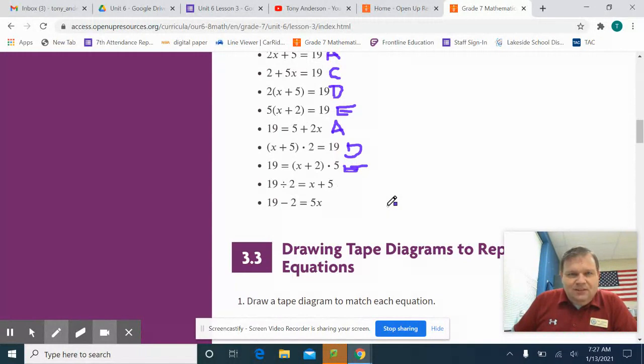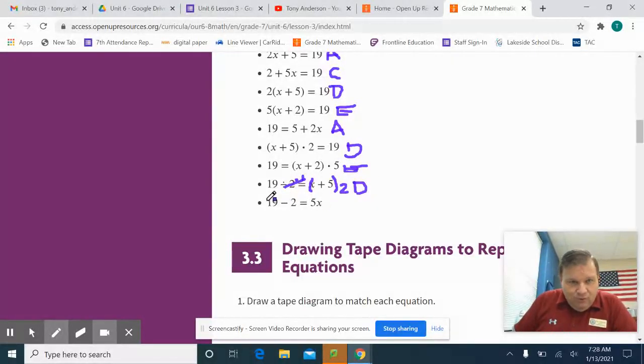Now the last two are going to be a little more difficult. We have 19 divided by 2 equals x plus 5. Well, if I want to look at this one, I'm going to have to use the inverse operation of division, which is multiplication, and I'm going to have to multiply each side by 2. And when I do that, that gives me a 1. But when I look at this side, it's going to have to be multiplied by this whole quantity. So once again, I'm looking for 2 whole groups of x plus 5, which is this one right here. So we're going to take that one back to D.